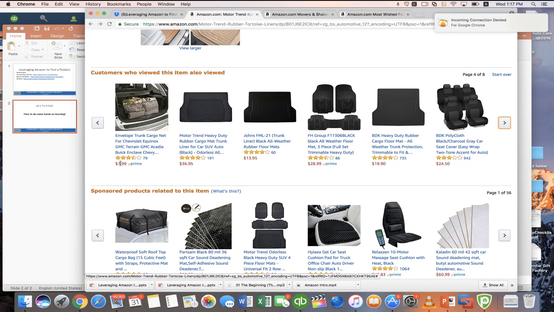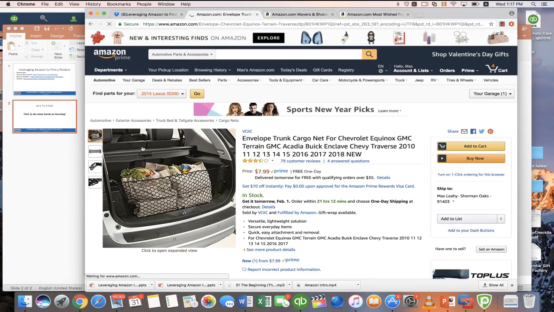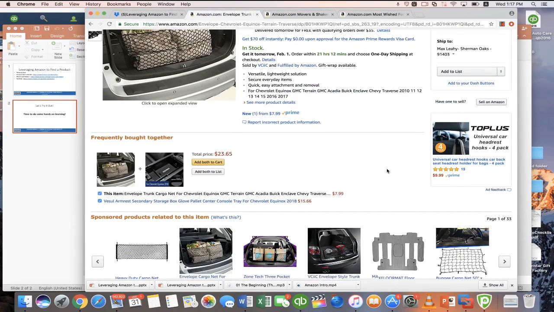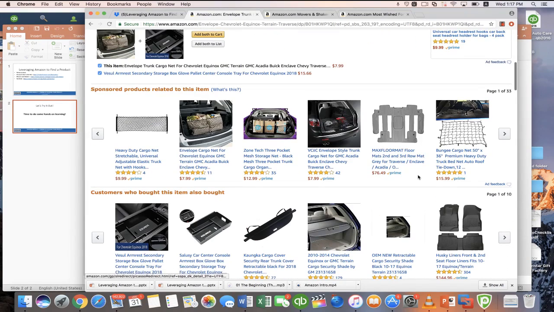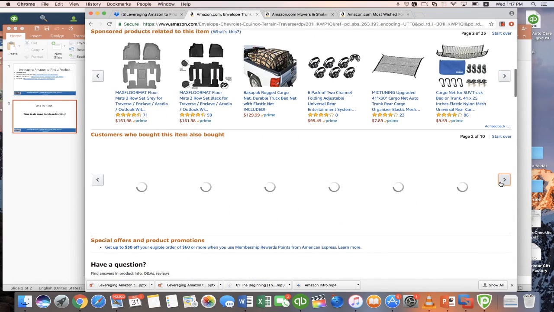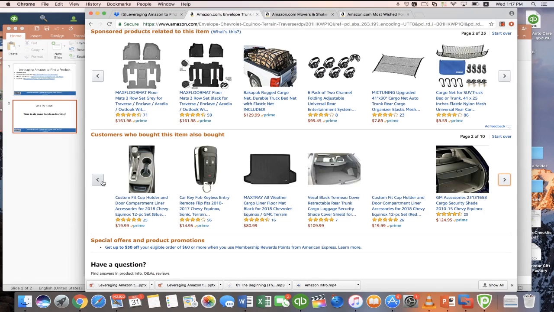So here we go. An example would be something different off this, a cargo net for a trunk. So this is a cargo net for, it looks like, a specific type of car. That's pretty inexpensive. I probably wouldn't go with something that's inexpensive, but maybe you could look down here and see if there's any more expensive ones or similar products. Here you go, heavy duty cargo net for $16. That's not bad. Again, we just keep going through these related products, and we might be able to find a related product that'll work really well for us.